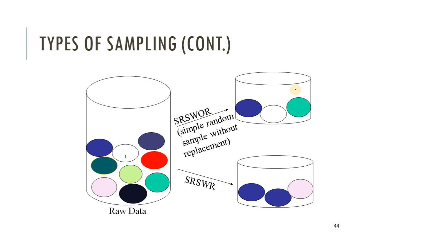So in sampling without replacement, we select the data points from the raw data and we remove that sample from the raw data. While in sampling with replacement, we are choosing the data samples from raw data and we are not deleting the data samples, so it may be possible that the samples are repeated again. So that is sampling with replacement and without replacement.